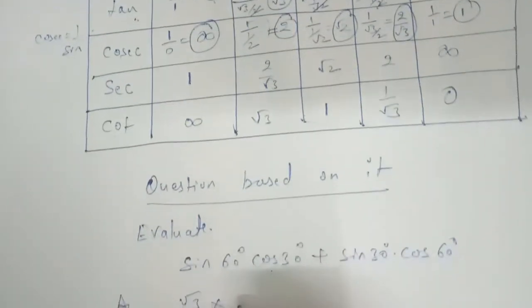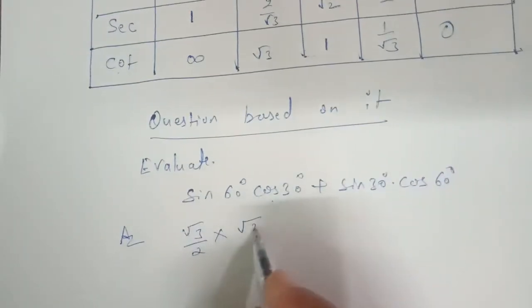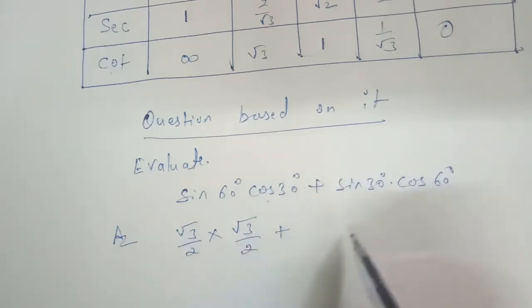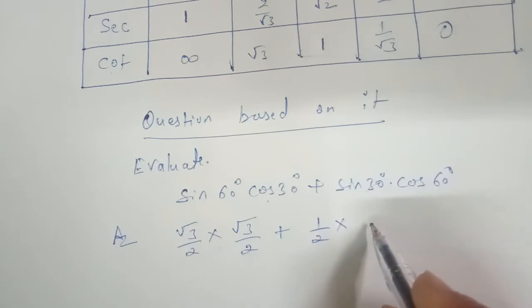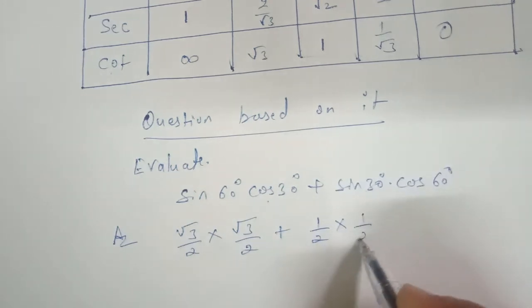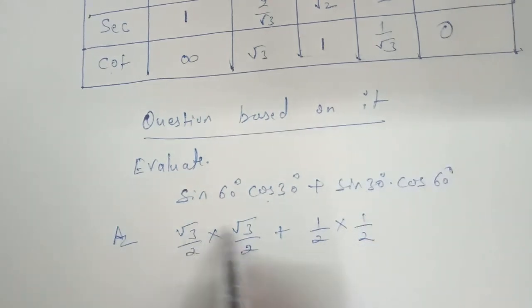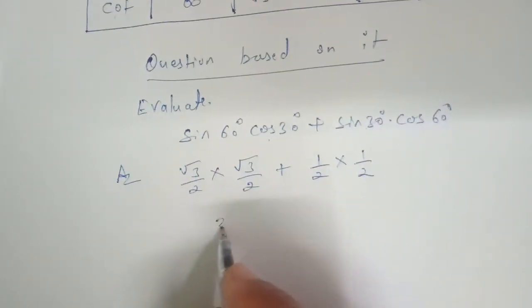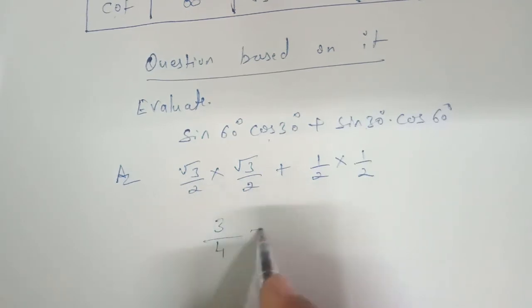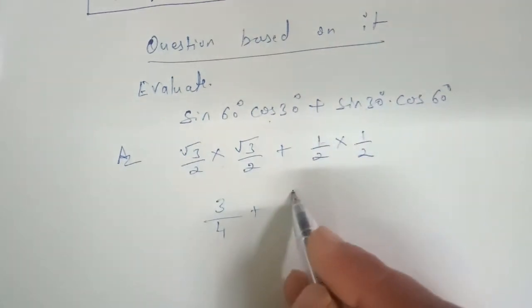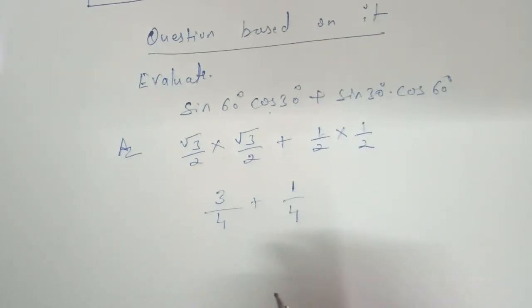So in place of it, we're going to write root 3 by 2 plus the value of sine 30, we will find 1 upon 2. The value of cos 60 is also 1 upon 2. Now we have to do the multiplication. Root 3 and root 3 after multiplying will change into 3 because their root will be removed. 2 into 2 will be 4, and here we have 1 into 1 is 1 and 2 into 2 is 4.